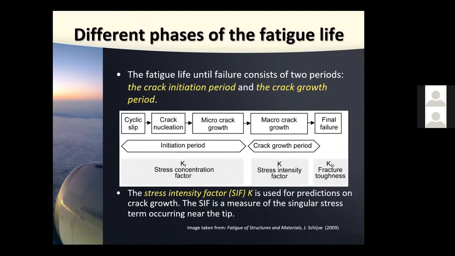So the stress intensity factor, as you can see here, is a measure of the singular stress term occurring near the crack tip. Okay, so all the simulations that you're going to see in this presentation today are about this crack growth period, when the crack is visible, until final fracture. And so, as we can see from this slide, the most important factor to be evaluated is the stress intensity factor, K.